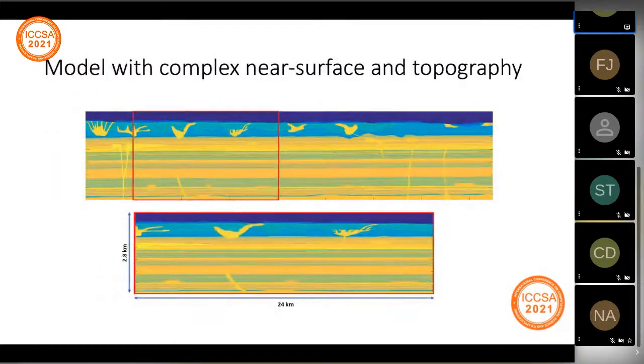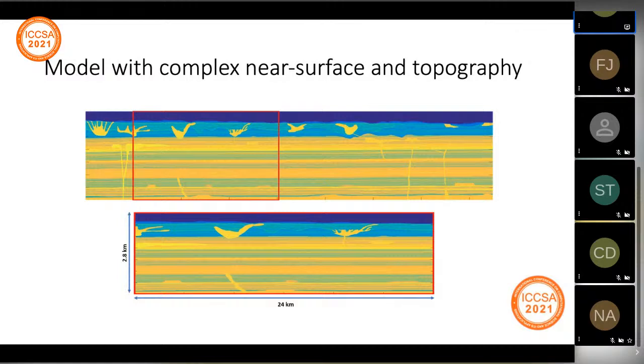We used a realistic P-velocity profile in our numerical experiments, which is presented on this slide. For full waveform inversion, we chose a part of the model designated by a red rectangle. The horizontal size of the model is 24 kilometers, while the depth reaches 2.8 kilometers. The main difficulty in reconstructing the near surface is caused by the presence of trap intrusions, the velocity of P-waves in which reaches 6,500 meters per second.